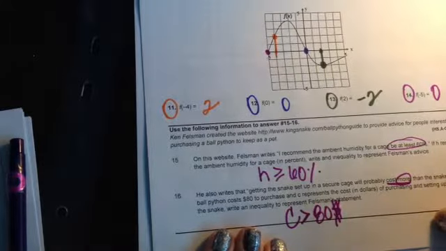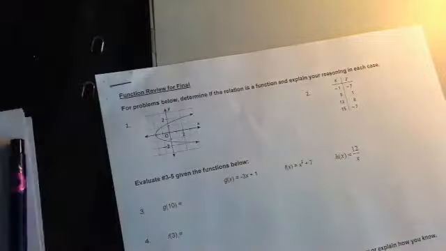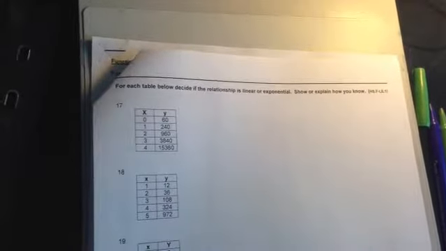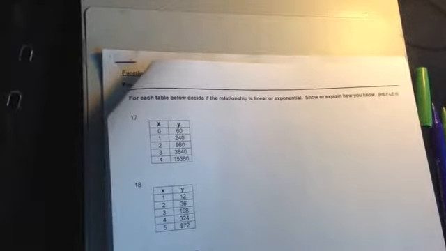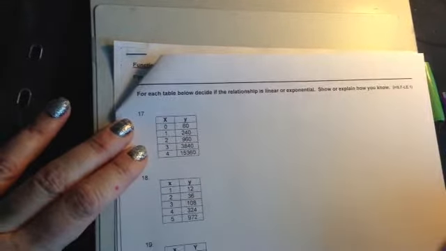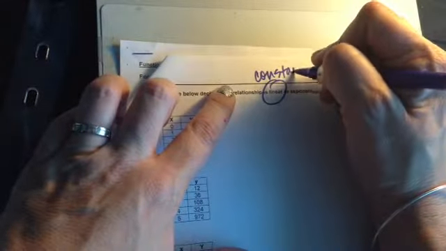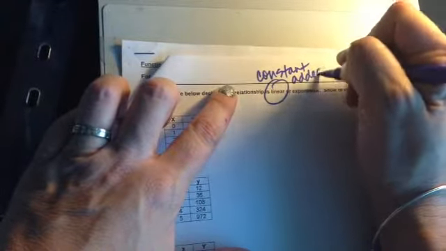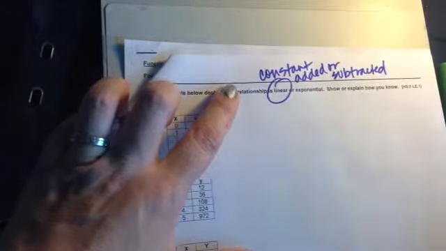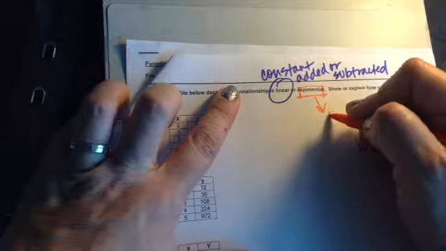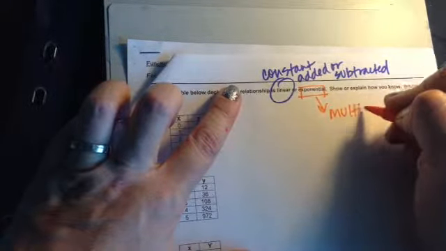Moving on to number 17. Decide whether or not the table represents a linear or exponential relationship. In a linear relationship, what we really were learning about is that you have something that's a constant that's added or subtracted. And if it's not linear, we can look at the possibility that it could be exponential, where you have something multiplied or divided.